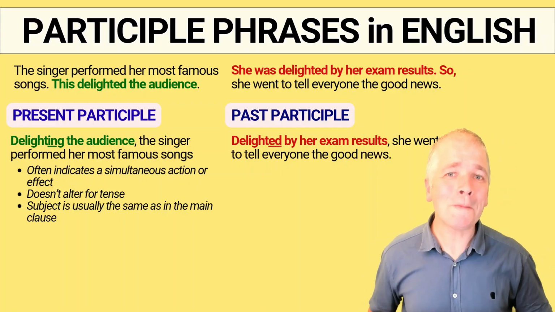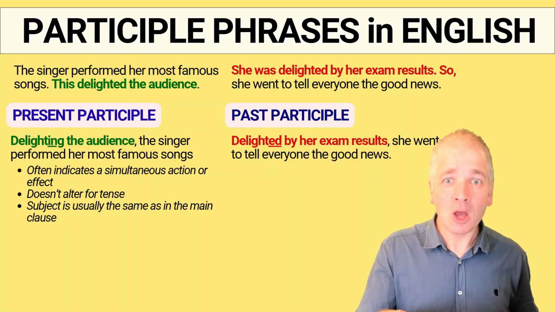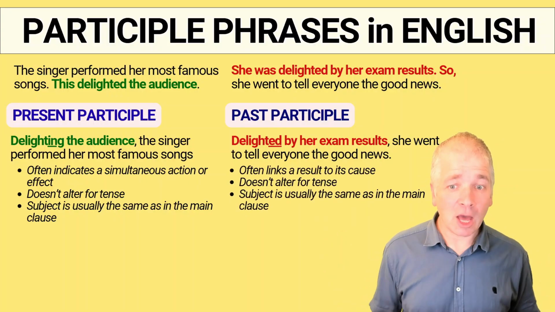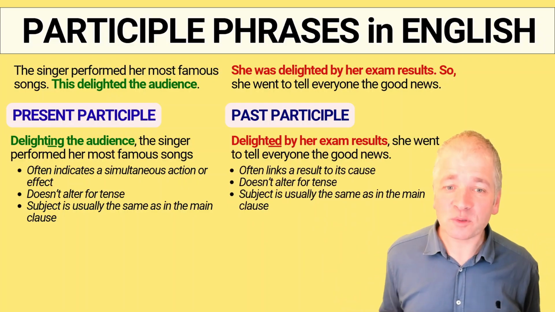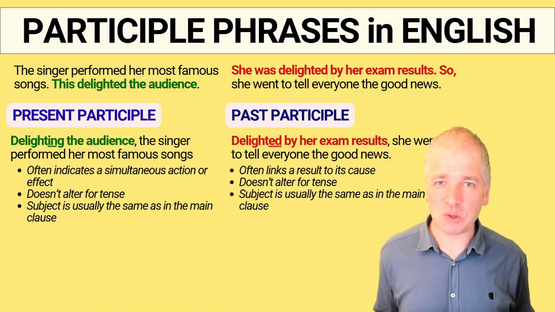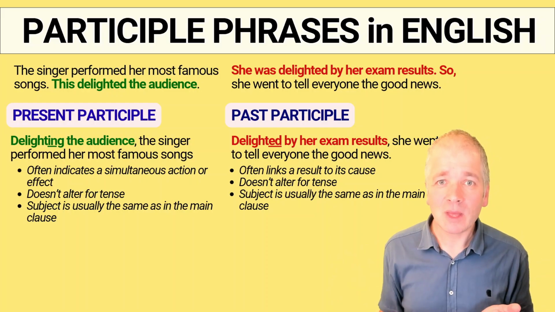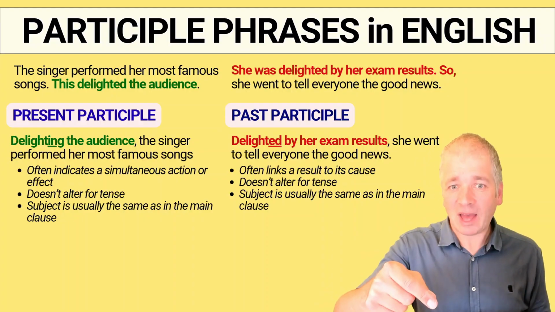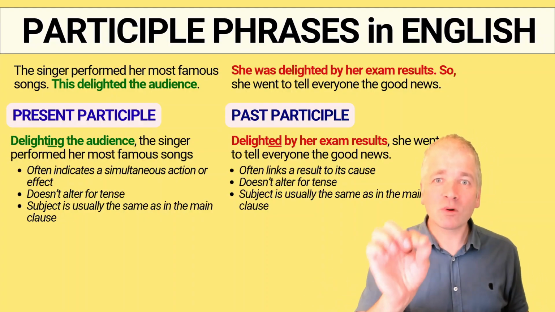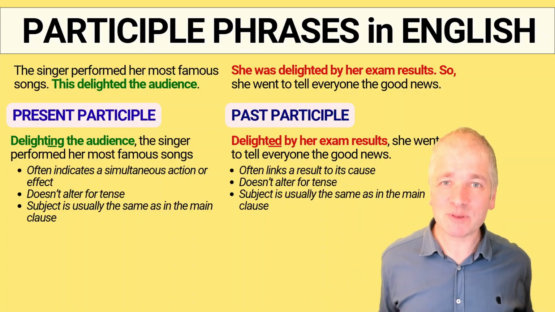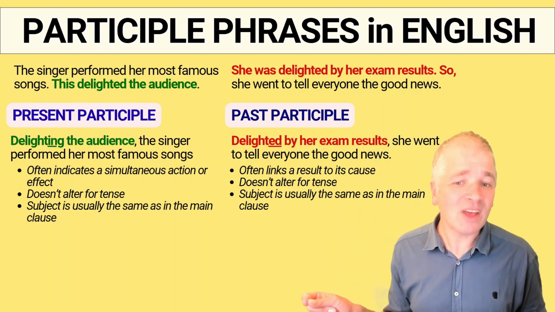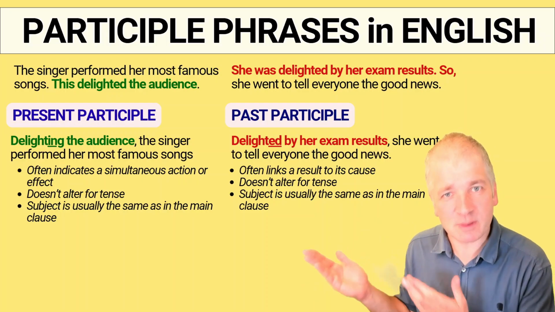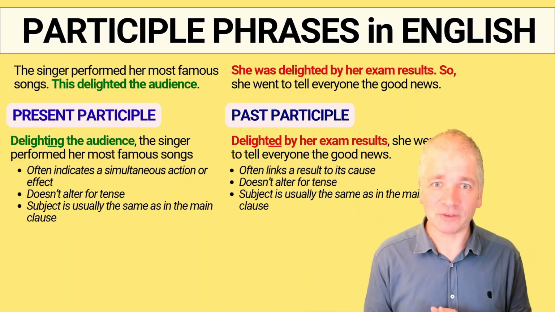So what do we know about past participle phrases? Well, they often link a result to its cause. So the result was she went to tell everyone the good news. That's what she did. But what caused that to happen? Well, what caused it to happen was that she was delighted by her exam results. That situation caused her to go and tell everyone the good news, the result of what happened.